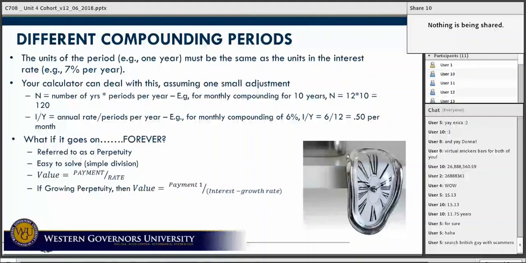And then for the rate, we would divide. So 6% per year, we divide 6 by 12, and that's 0.50%. So that's not 50%, it's 0.50. It's 50 basis points, 1/2 of 1%.